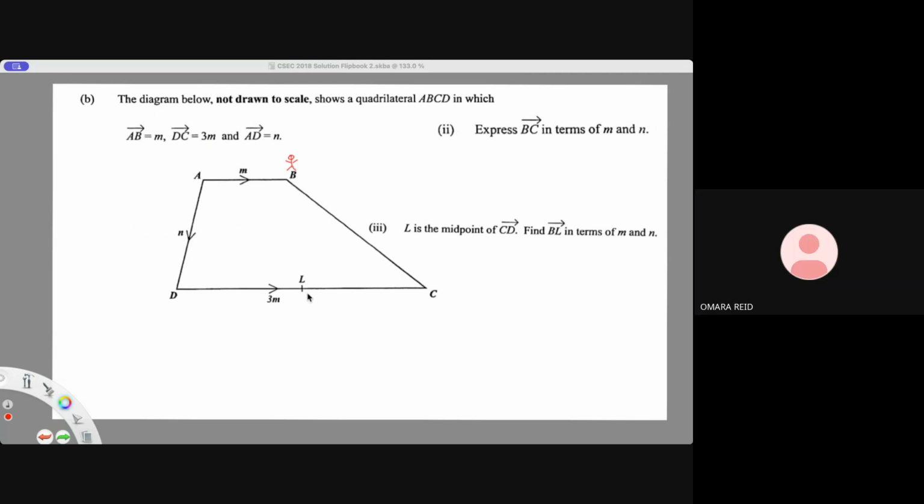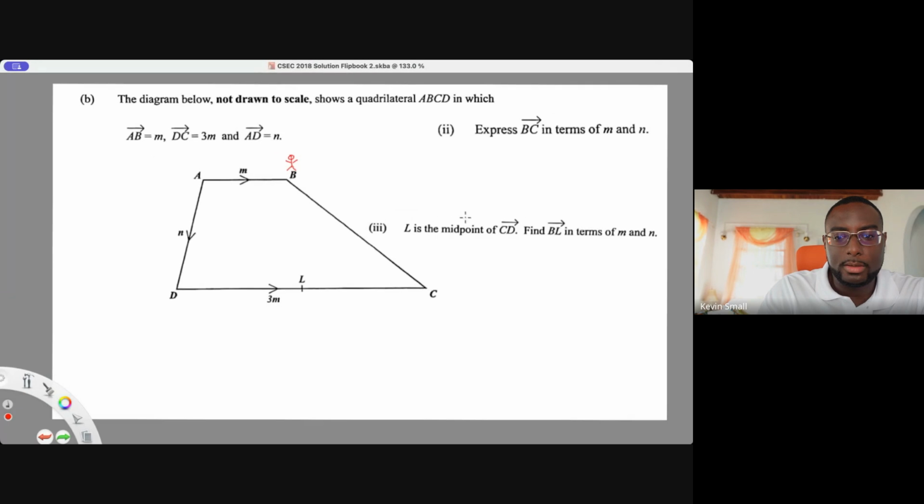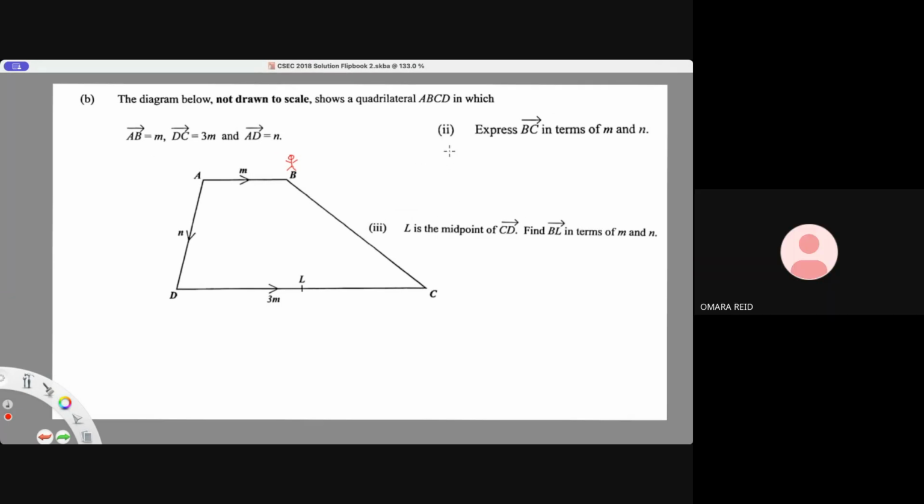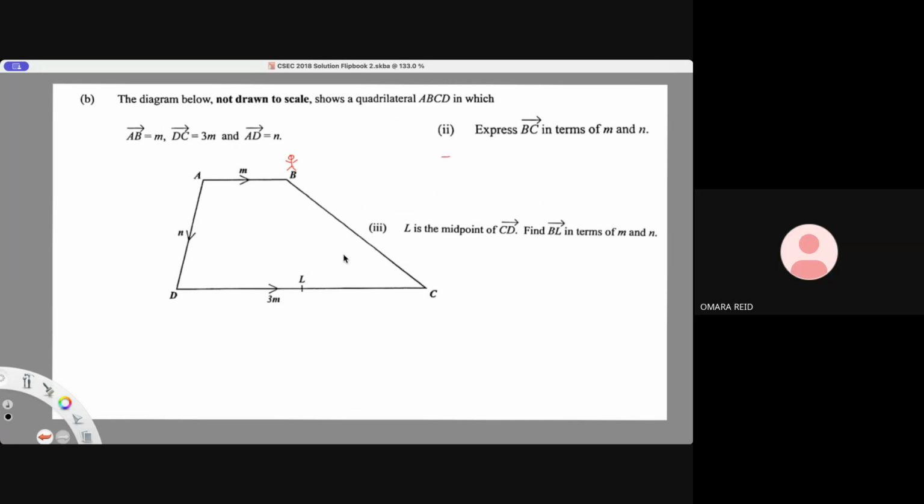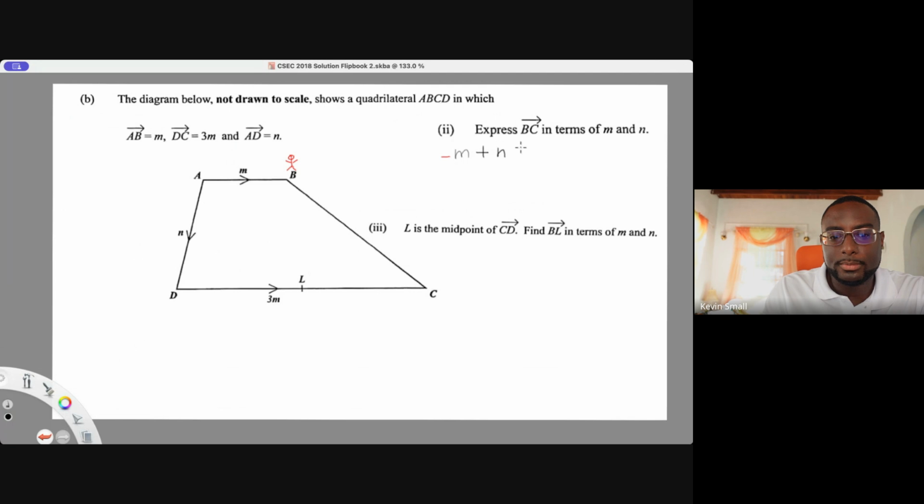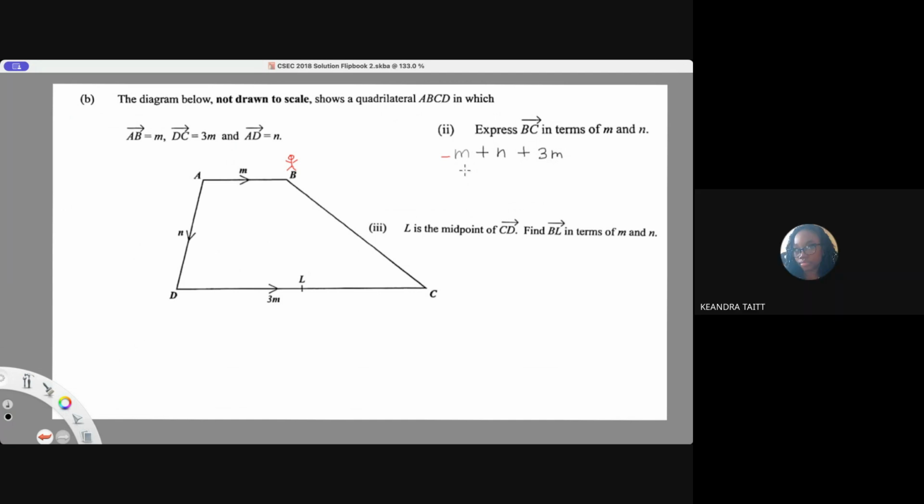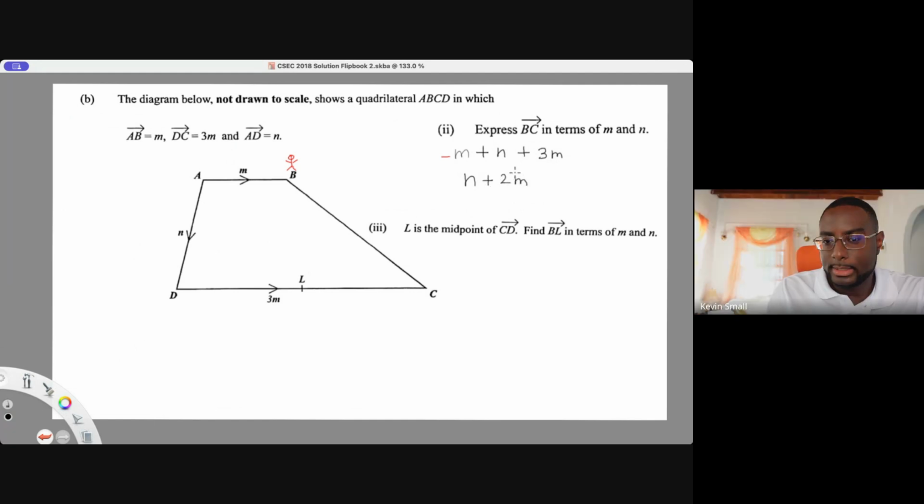Negative n. All right, good. That sounds like Omara. Yes, sir. All right, good. So negative m plus n, plus n, plus 3m, and now simplify it if you can. n plus 2m. And that is the answer. Thank you, ladies. Excellent work. So that is the easiest vector question in life.